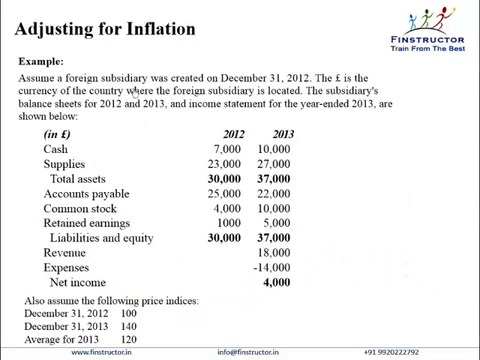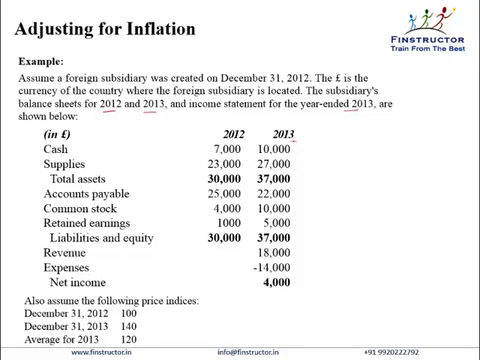Assume a foreign subsidiary was created on December 31st, 2012. The pound is the currency of the country where the foreign subsidiary is located. The subsidiary's balance sheets for 2012 and 2013 and the income statement for the year ended 2013 are as shown below. So cash, supplies or inventories, total assets and total liabilities for both years are given.